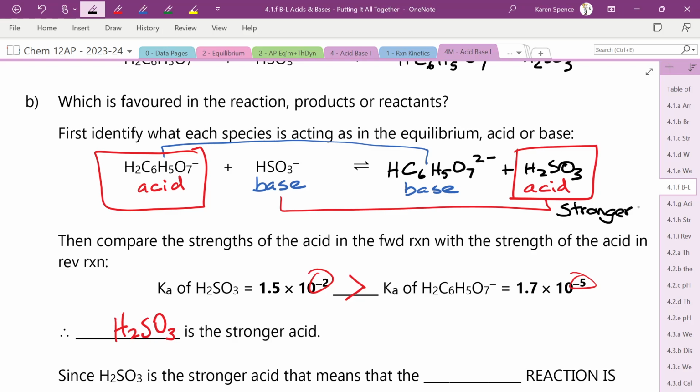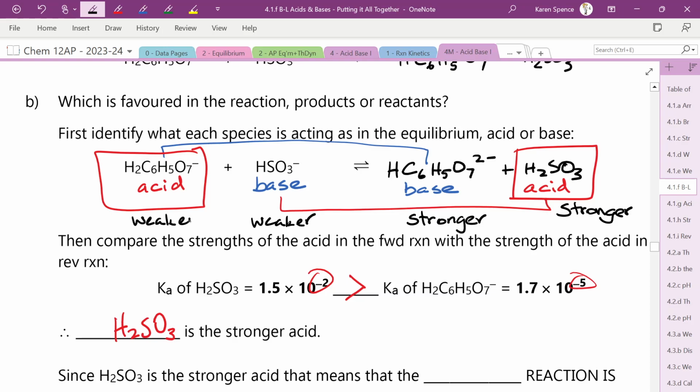Could you write which base is stronger? The one on the right, because the two stronger things are always on the same side. They have to be. There's no other way around it, okay? And the other two are weaker.